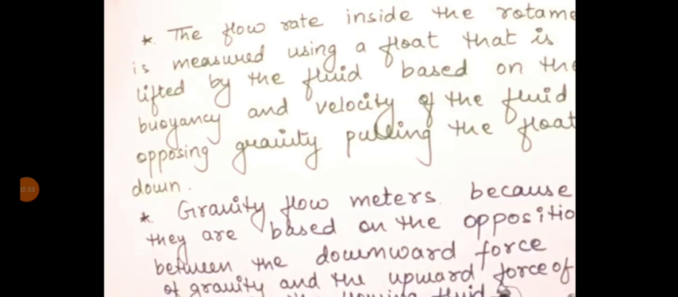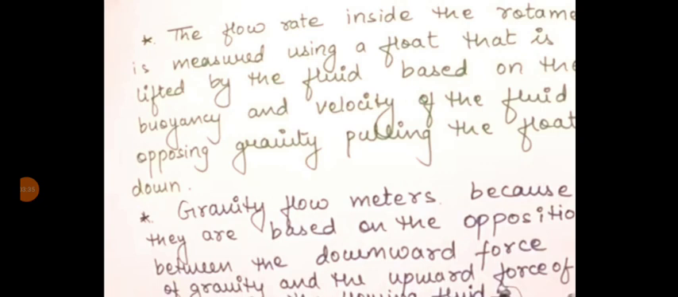The flow rate inside the rotameter is measured by using the float. Another important component of the rotameter is the float. It is lifted by the fluid based on the buoyancy and velocity of the fluid, opposing the gravity pulling the float down. Now we are going to observe this in the figure. Here in the rotameter we have a float that will be moving in the upward direction due to the buoyancy and velocity of the fluid.